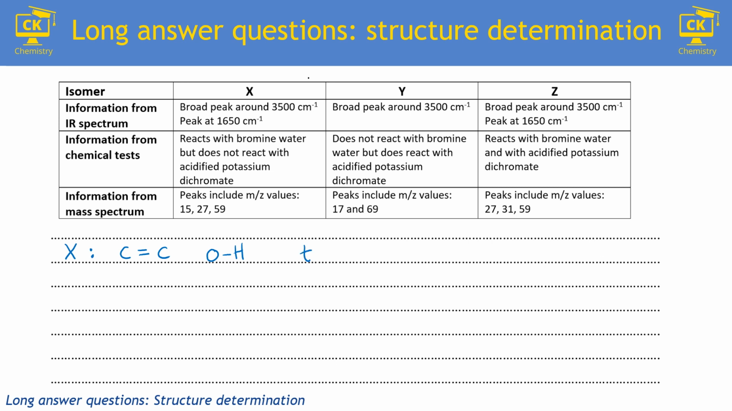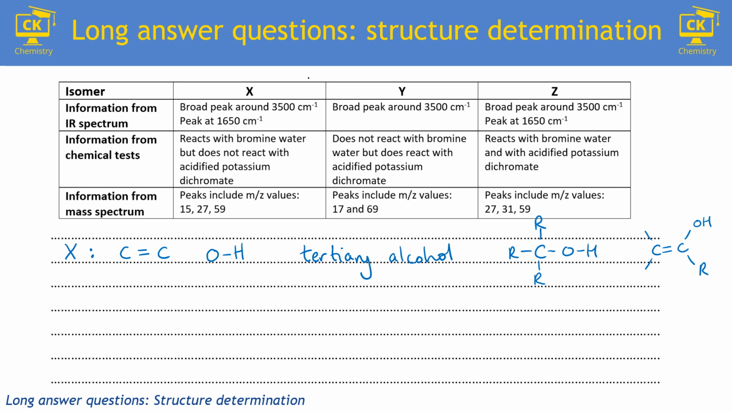It tells us that that OH group is a tertiary alcohol, because primary or secondary would react with acidified potassium dichromate. So that tells me that my OH has 3 R groups attached to that carbon. Or it tells me that my OH is on a double bond, because we know there is one present, and that double bond also does not have a hydrogen attached.